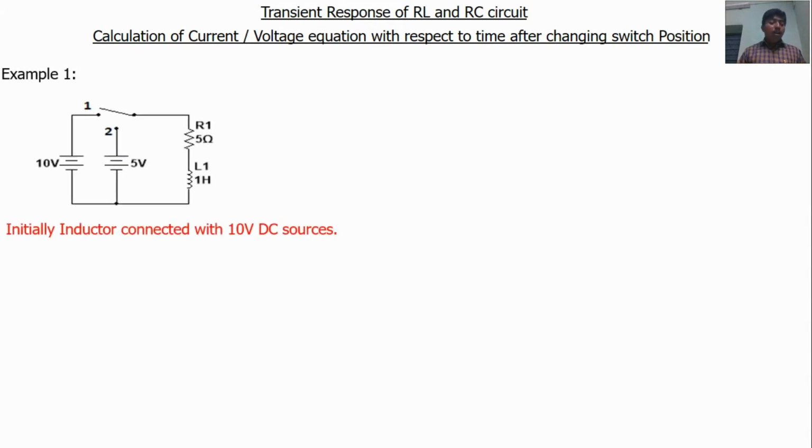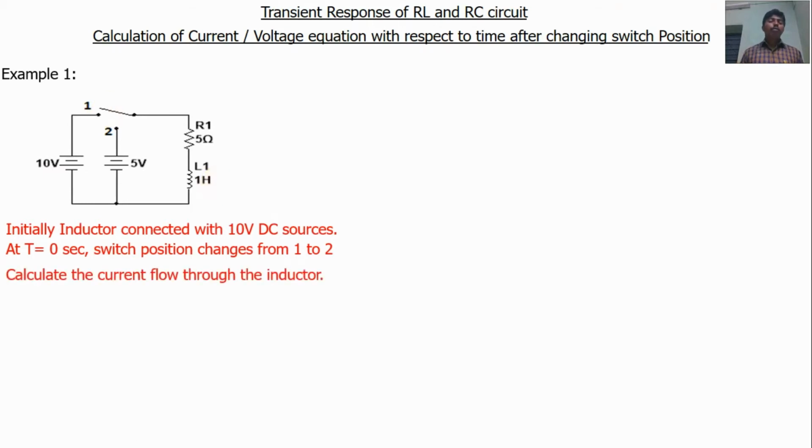In the circuit, initially the inductor is connected with the 10 volt source. At t equal to 0 seconds, the switch position changes from 1 to 2. Calculate the current flow through the inductor. Okay. When the switch changes from 1 to 2, the inductor current flow will change in exponential nature. You should remember these concepts. Current flow or voltage across the capacitor changes in exponential nature.